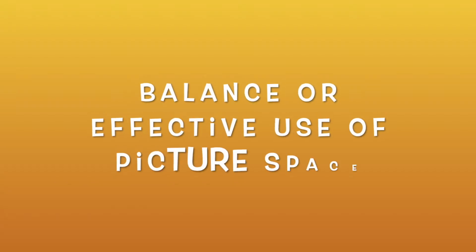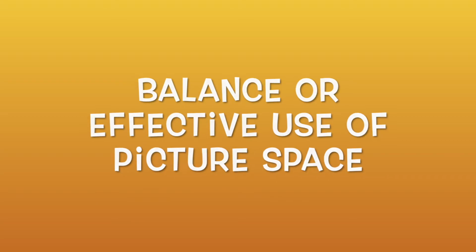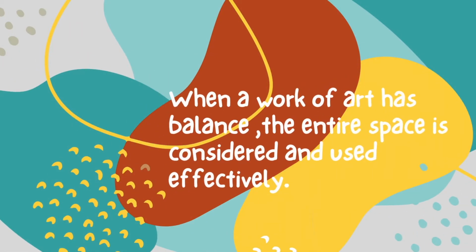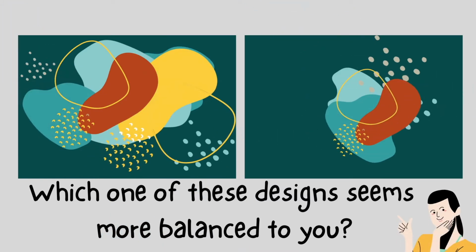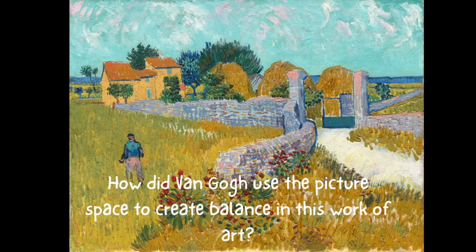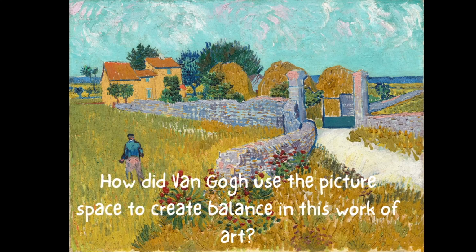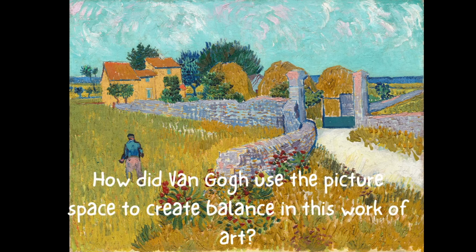Now let's talk about balance or effective use of picture space. When a work of art has balance, the entire picture space is considered and used effectively. Which one of these designs seems more balanced to you? The one on the left seems really well used to me, where the one on the right kind of looks like just a few things floating in the middle. Do you see that? How did Van Gogh use the picture space to create balance in this work of art?